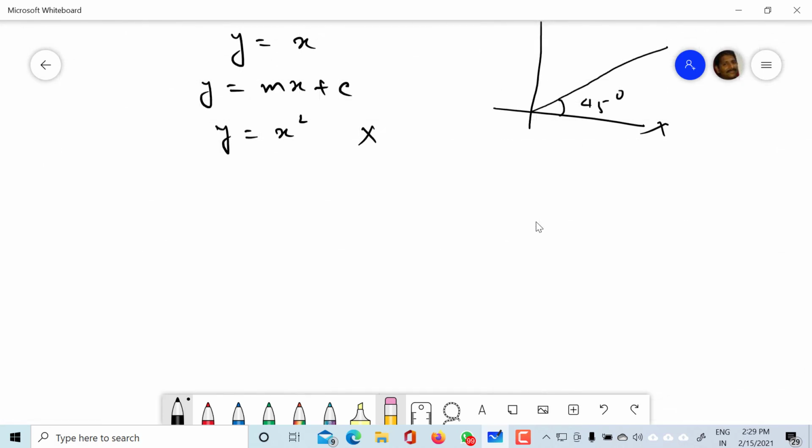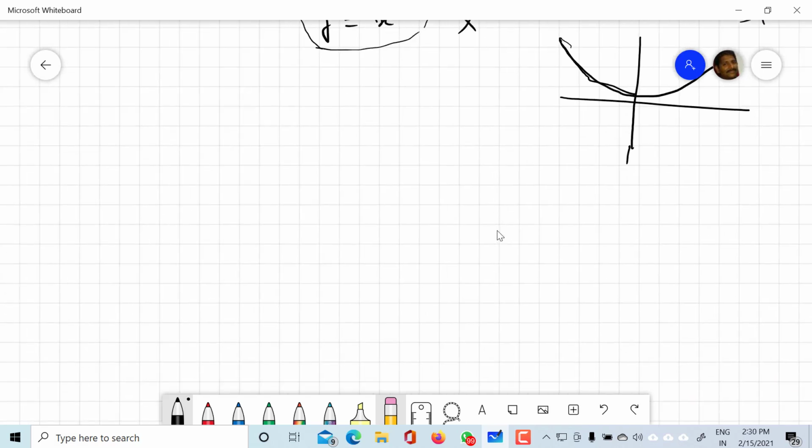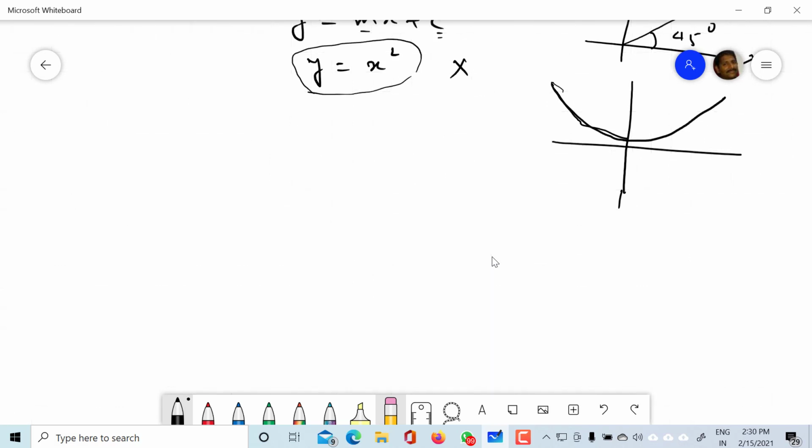Equation of line is that equation in which the power of x and y both are 1. Okay? In this variable the power is 1, in this variable also the power is 1, and m and c are the constants. In the case of y equal to x square, this is not a line, this is equation of parabola. Now we have to discuss only equation of line here, not the other equation.